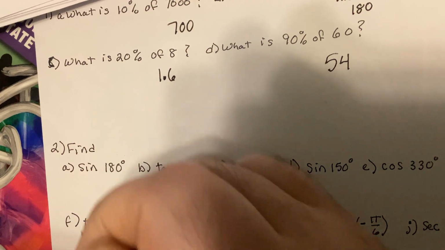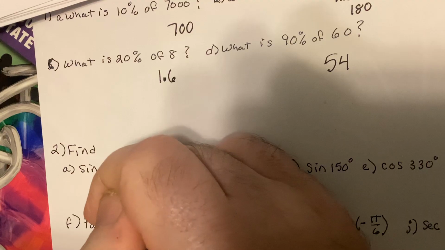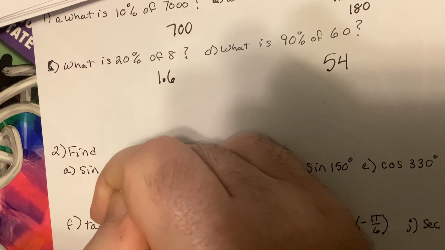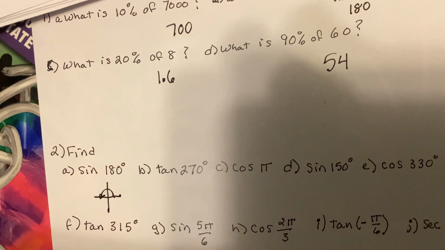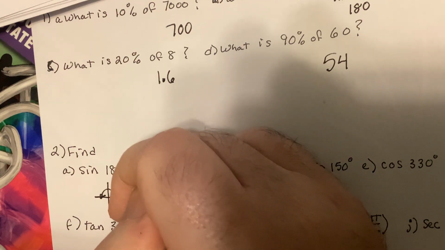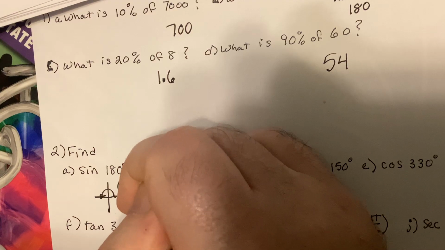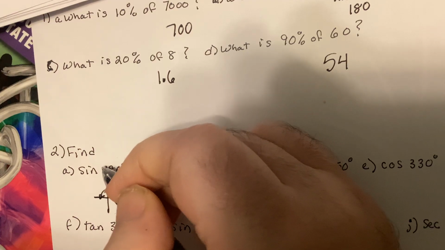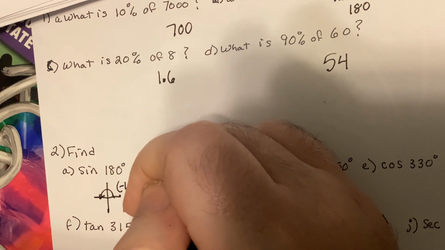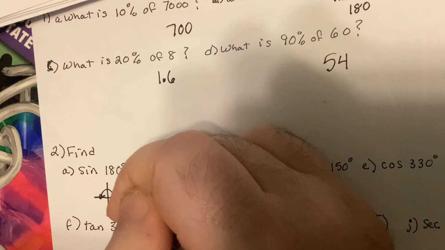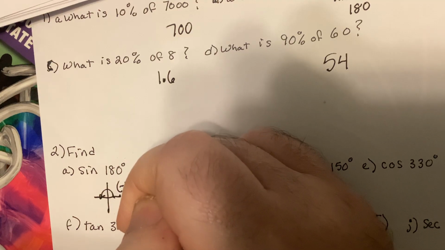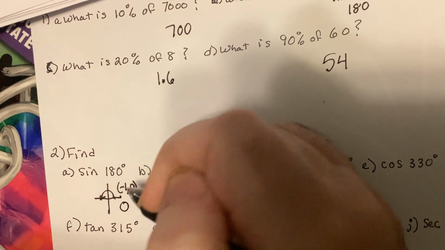Now, sine of 180, whenever you have a point on an axis, you actually pick the point. That's called a quadrantal angle. So that would be negative 1, 0. Sine is y over r. Y is 0. R is 1 because it's 1 unit. So it would be 0.